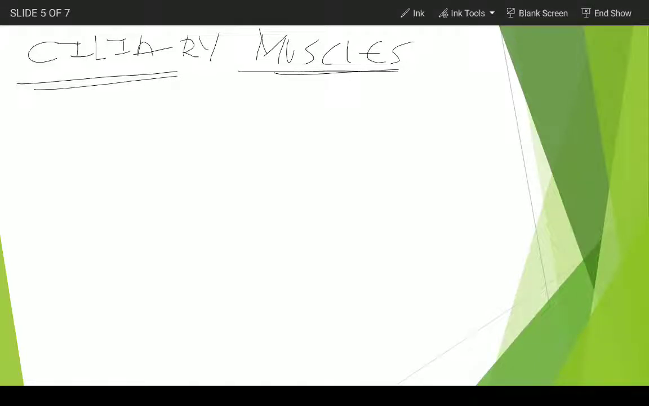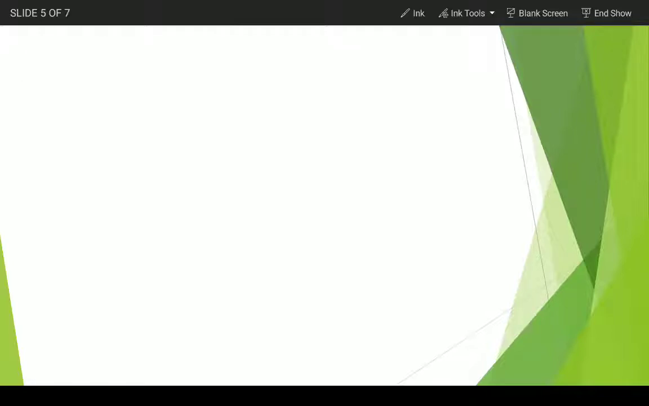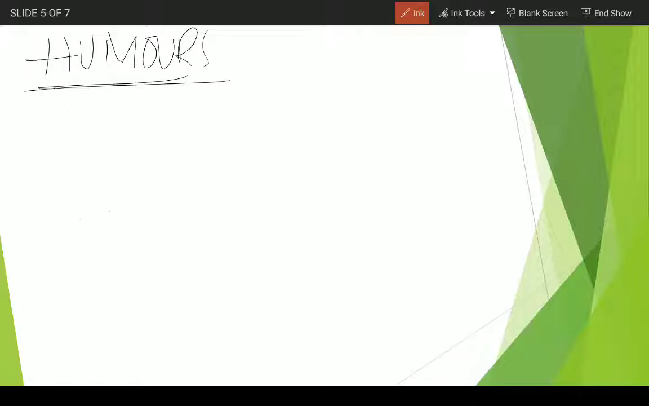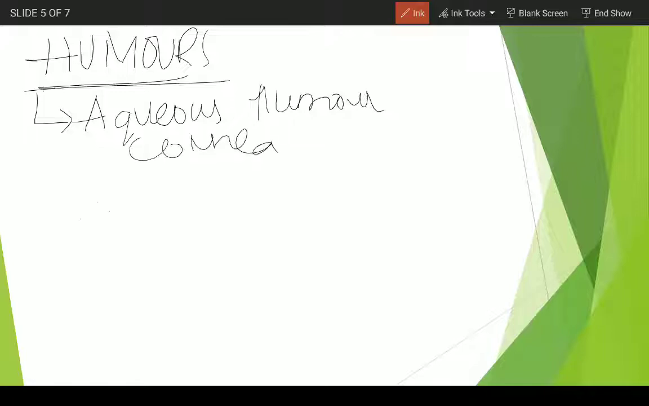Now let us discuss the humors. Firstly, aqueous humor. Aqueous humor is a fluid between the cornea and the lens that helps the eye function properly. Between the cornea and the lens.